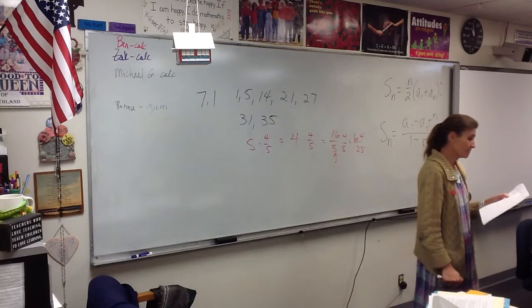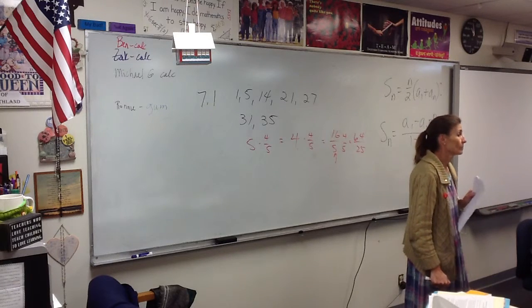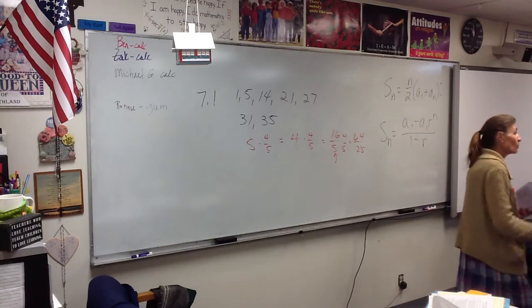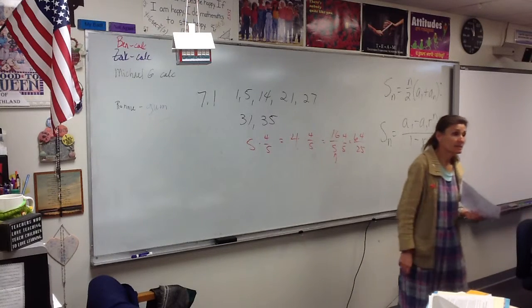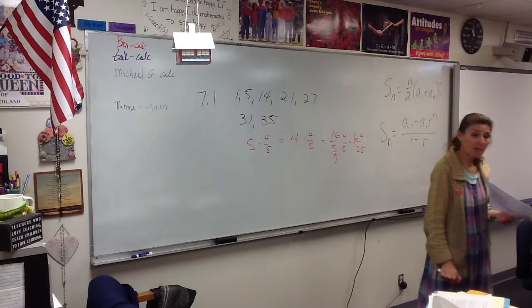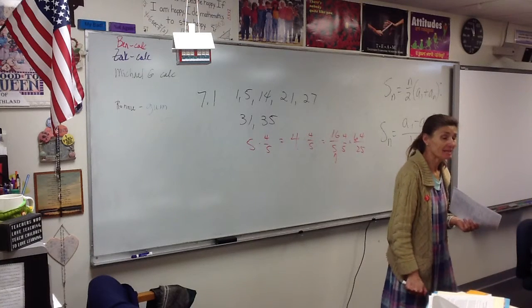All right, what about C? Minus 8. So we're really adding -8. So that makes it arithmetic. The common difference is -8.